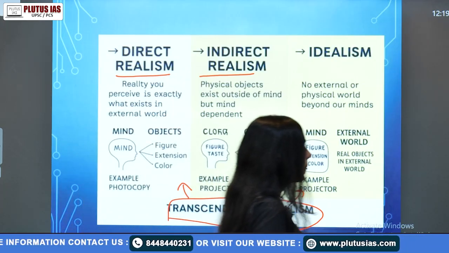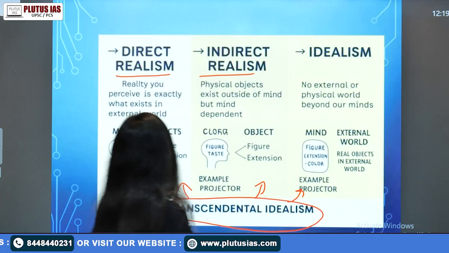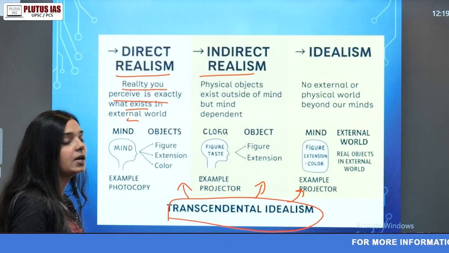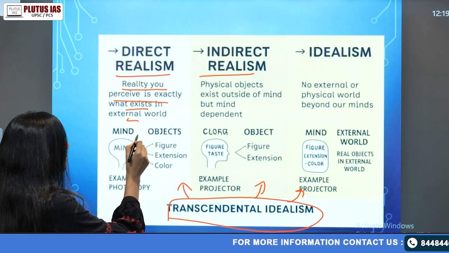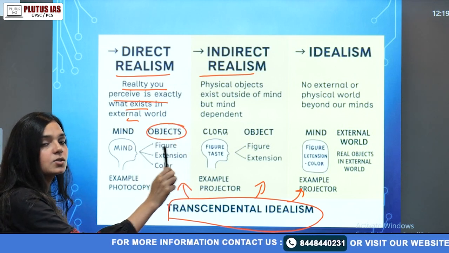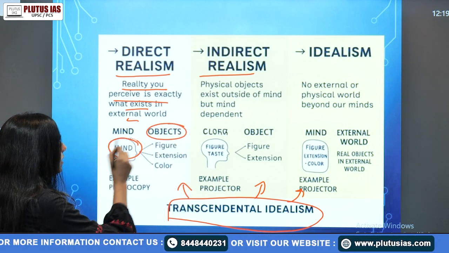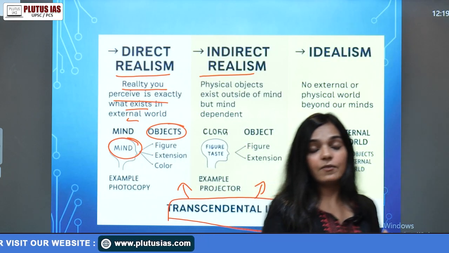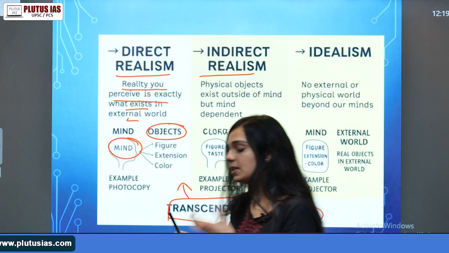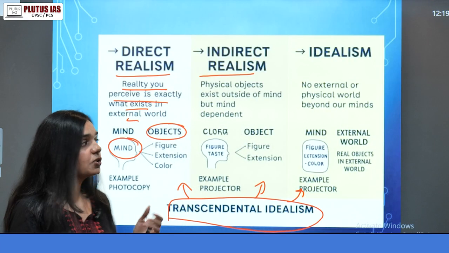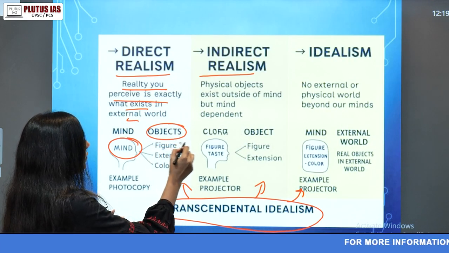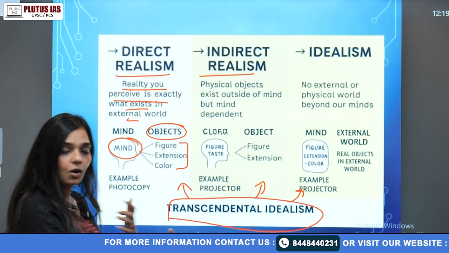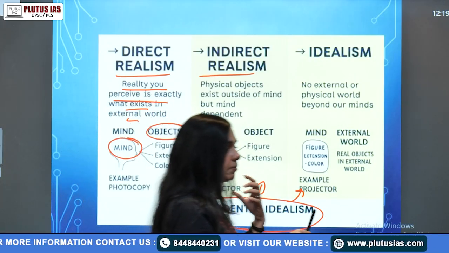So basically, direct realism says that the reality you perceive is exactly what exists in the external world, right? If you are seeing this pen, this object, your mind is actually seeing its figure, its extension, right? For example, I can see its color, I can see that it's straight, I can see that it's hard, right? So these are the figure, extension, and color that I'm perceiving, right? So there is a direct contact of object and my mind, right?